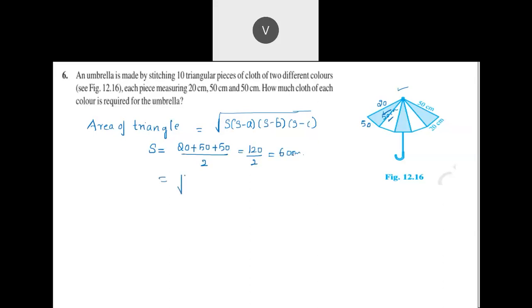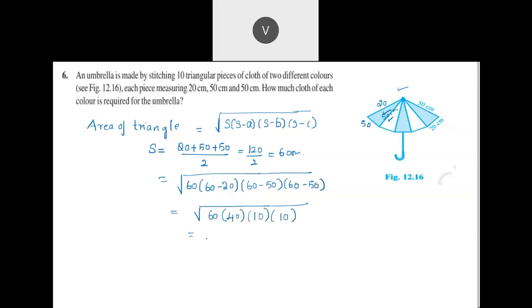And what about area? Square root of 60 into 60 minus A value, which is 20, into 60 minus 50, into 60 minus 50. What is 60 minus 20? 40. 60 minus 50 is 10. 60 minus 50 is 10. So square root of, can we write this 60 as 6 into 10 and write this 40 as 4 into 10? And what is 10 into 10, children? 10 into 10 is 100. So square root of 100 is 10.